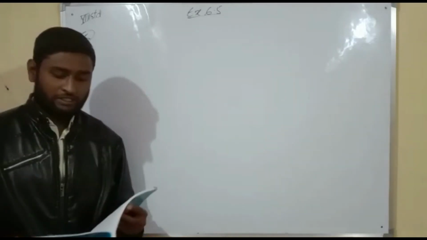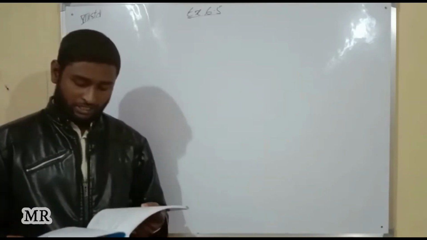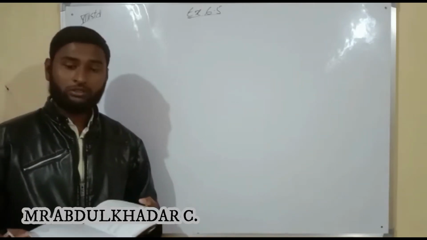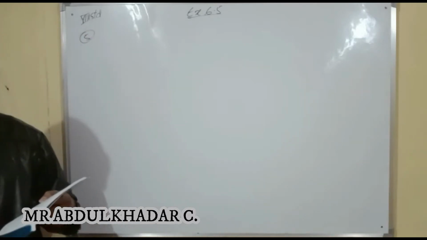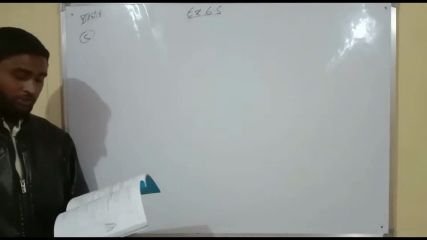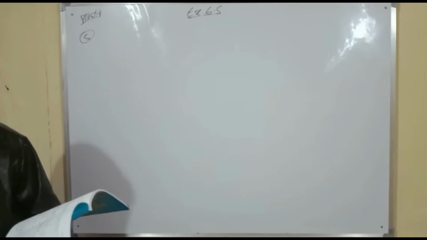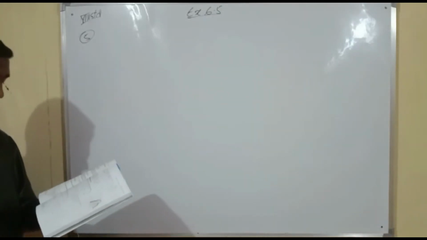Hi students, in the previous class we were dealing with exercise 6.5. We solved the problem from the fourth main. Okay, let us come to the fifth main. In the fifth main, some sums are given there, and we will have to prove them. It is given, show that.